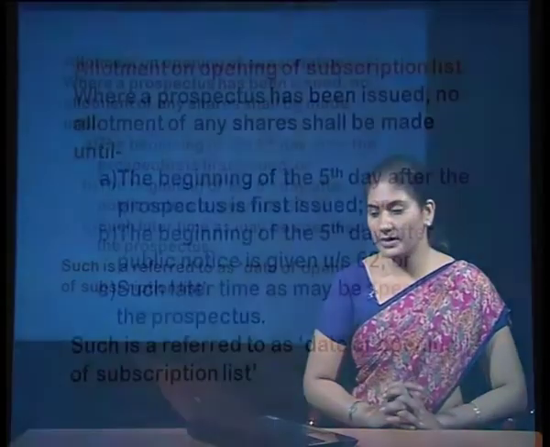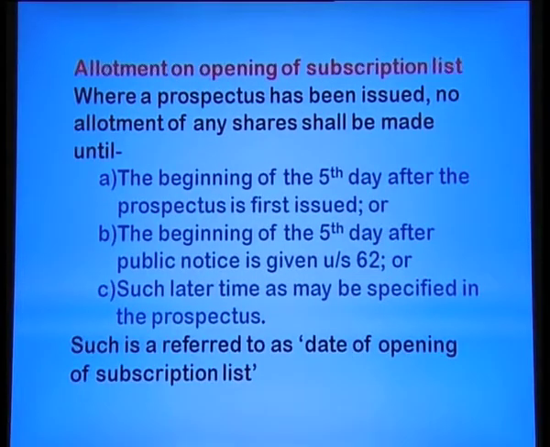Allotment on opening of the subscription list. Where a prospectus has been issued, no allotment of any shares shall be made until the beginning of the 5th day after the prospectus is first issued, or the beginning of the 5th day after the public notice is given under section 62, or such later time as may be specified in the prospectus.